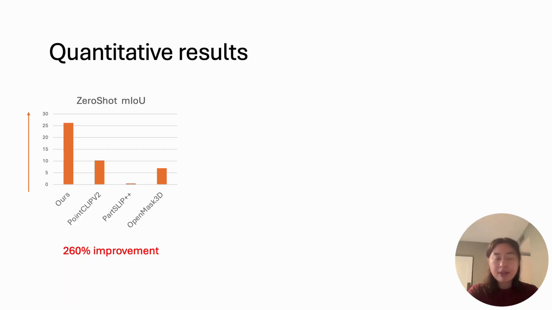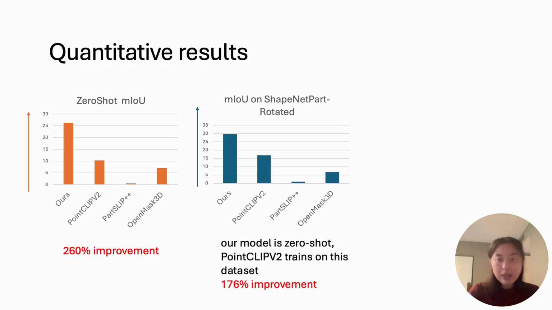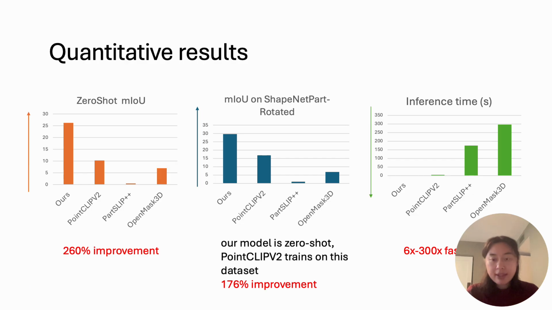Now comes quantitative results. First, if we evaluate zero-shot mIoU, we achieve 260% improvement, which is a great lead on baselines. And secondly, we compare on a dataset that the best baseline is trained on, whereas our model is evaluated zero-shot on this dataset. Even in this case, we see 176% improvement. Finally, in terms of inference time, we are 6 to 300x faster than existing models.